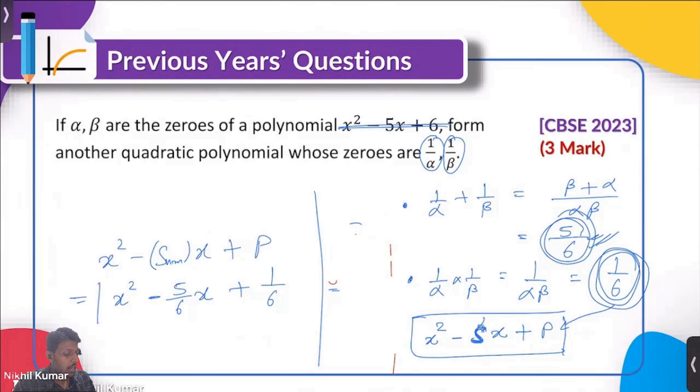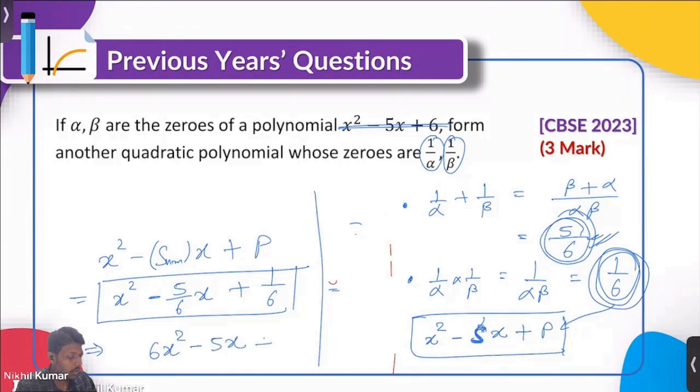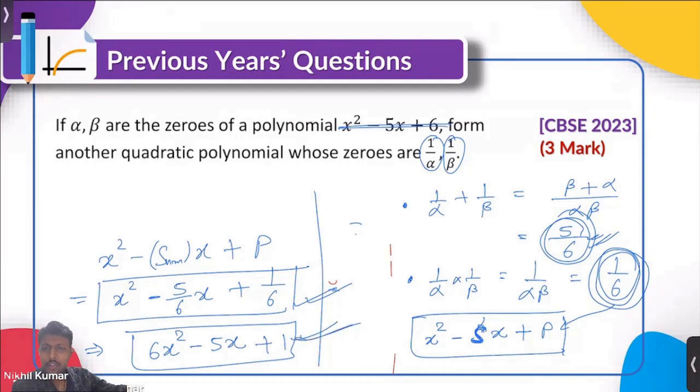You can either leave it like this, or you can multiply 6 with all the terms. That would also be a correct answer. So 6x square minus 5x plus 1. Either of these two would be correct. Why? Because if you have to find the zeros, you will ultimately have to equate it to 0. If you equate it to 0, you will find that both of these are identical.